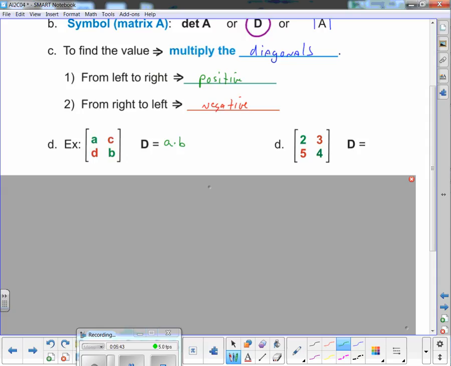So left to right, A times B, you're going on a diagonal. Right? Working back the other way, though, whenever you go right to left, you got to go negative. So use a negative sign in a parentheses here. And now we're going C times D. So this is the pattern, and this is what you've got to know. You've got to know this pattern for a 2x2.